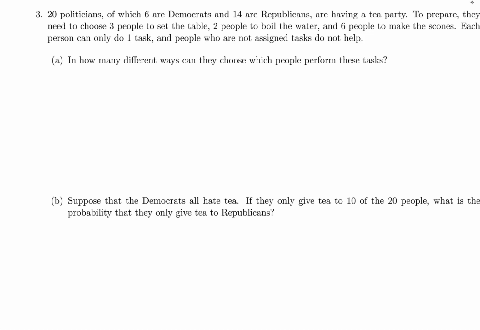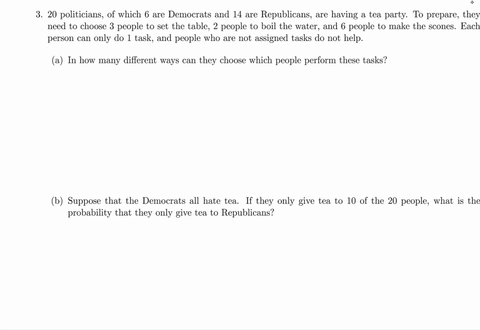Next one: 12 politicians, of which 6 are Democrats and 14 are Republicans, are having a tea party. To prepare, they need to choose 3 people to set the table, 2 people to boil the water, and 6 people to make the scones. Each person can only do one task, and people who are not assigned tasks do not help. In how many different ways can they choose which people perform these tasks? Yes, so the total number of politicians is 20.